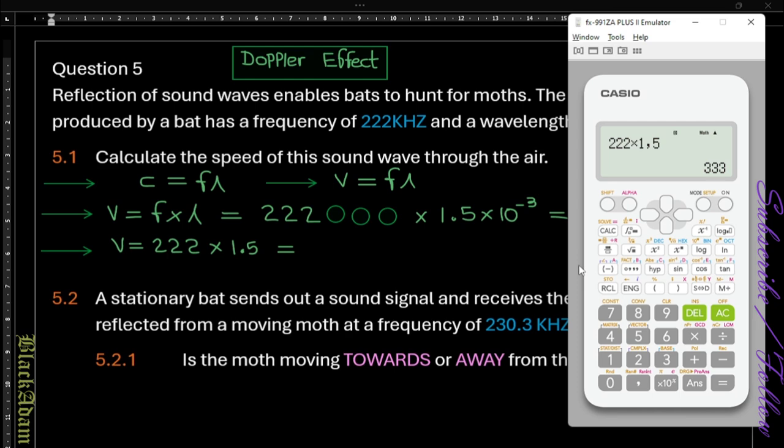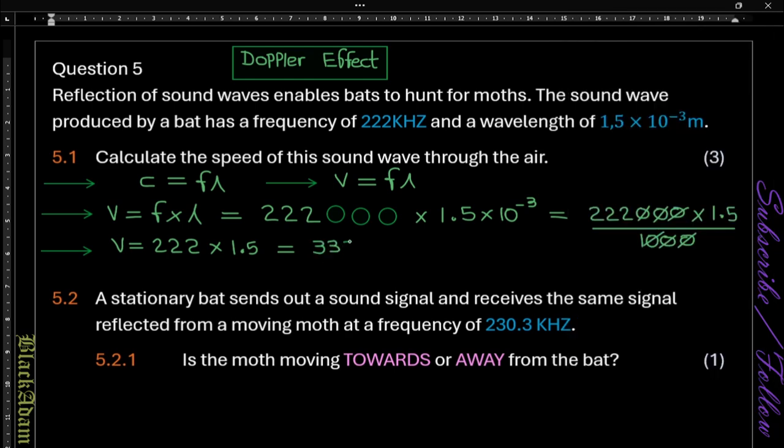What do we get? We get 333. So the speed is 333 meters per second. Remember, Hz is per second.